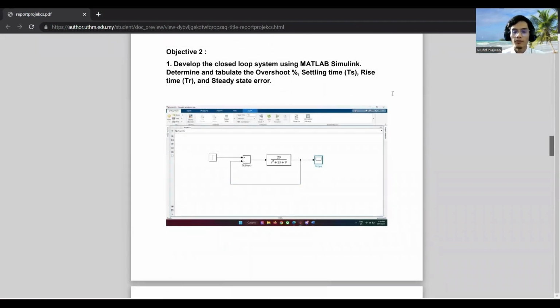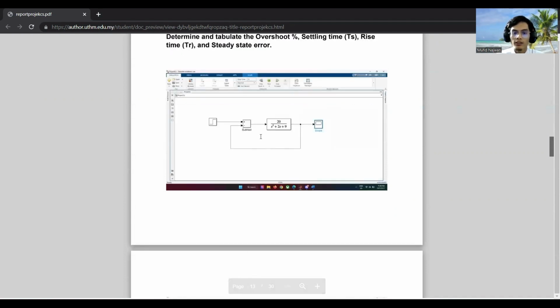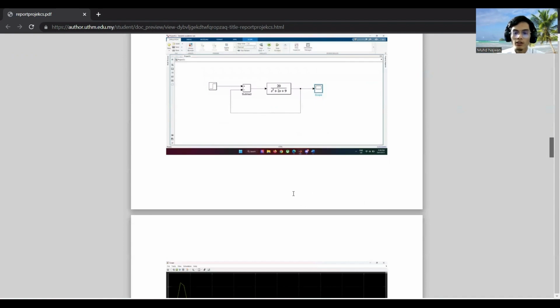For objective number 2, the question asks us to develop the closed loop system using MATLAB Simulink. So we need to use Simulink to get the graph and to determine and tabulate the overshoot, settling time, rise time, and also steady state error. From MATLAB, we click the Simulink button. We use Simulink, and we will get this using the equation.